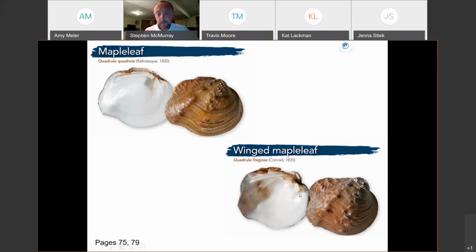And then last but not least, and we can't really do it here, is if you put the two valves together and you look at it from the top, so look at it on its dorsal margin, and you have these two side by side, these are very compressed and these are very inflated. That's the other thing that we use. And one last feature that I forgot about, the fluting. Fluting here on maple leaf is very weakly defined, and on winged maple leaf, it is very, very well defined fluting.